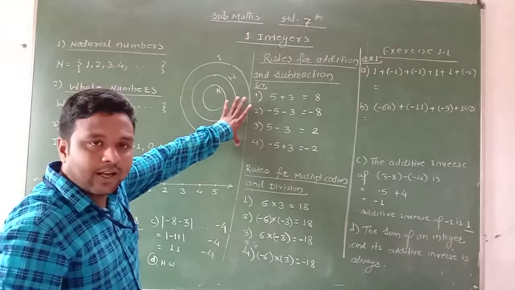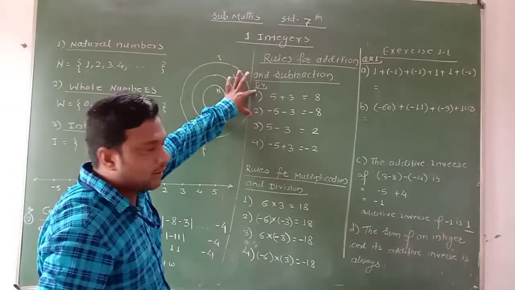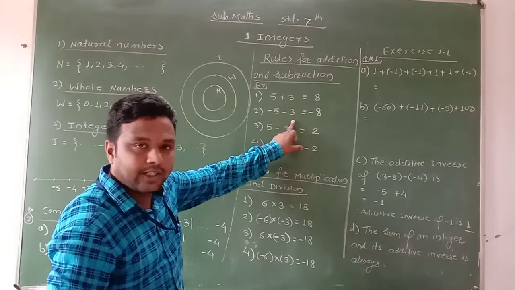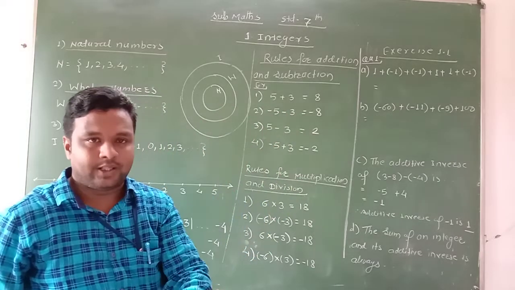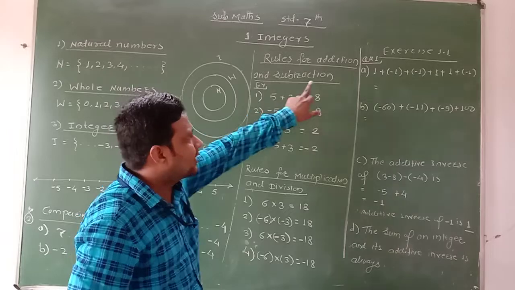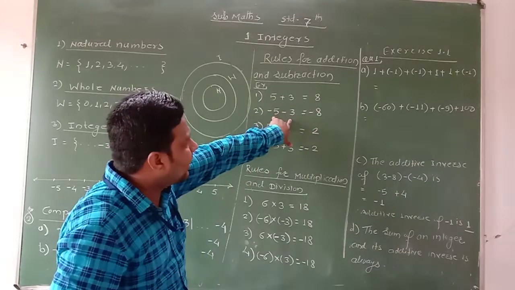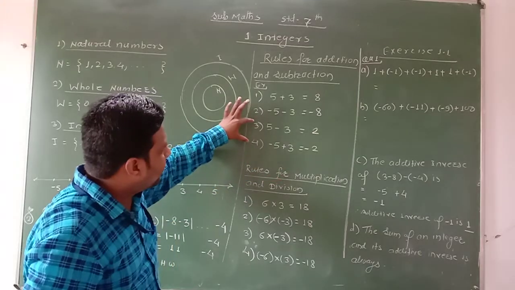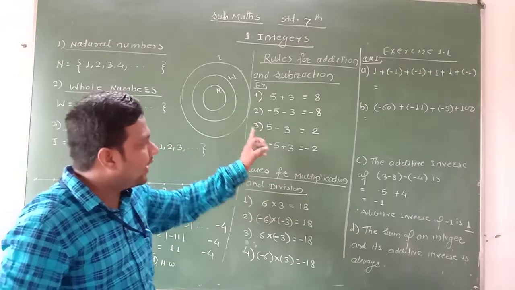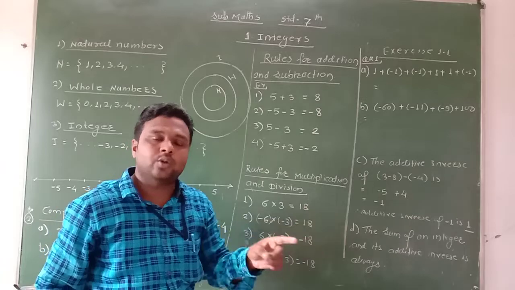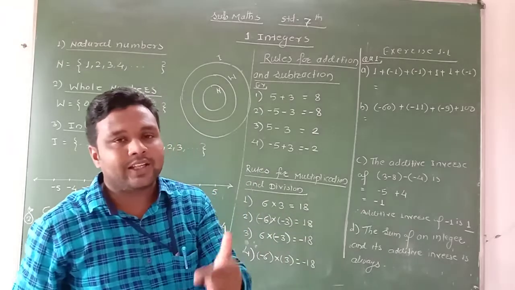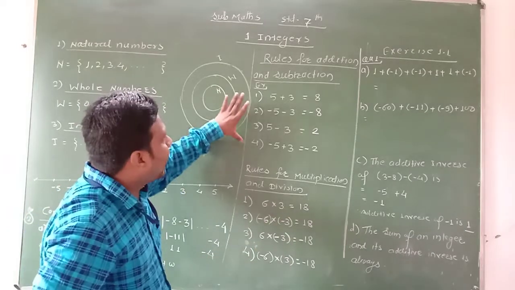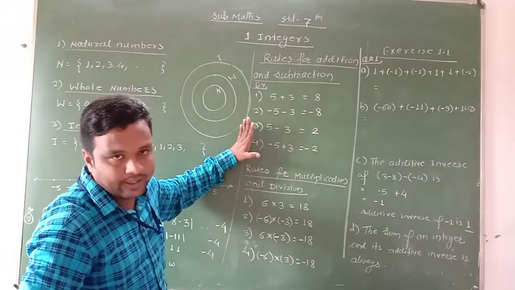Now once again here I repeat. First two examples: if both are positive or if both are negative, you have to do the addition. If both are positive, the answer is positive. If both are negative, the answer is negative. Okay. Now see the rule number third and fourth. If one is positive, another is negative, you have to do the subtraction and give the sign of the greater number. These are the rules for the addition and subtraction of integers.